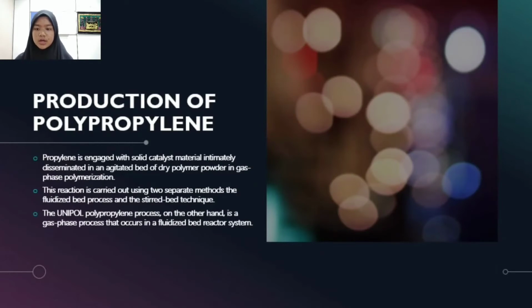This reaction is carried out using two separate methods, the fluidized bed process and the stirred bed technique. The Unipol polypropylene process, on the other hand, is a gas phase process that occurs in a fluidized bed reactor system. The procedure can be done over and over again. That means the Unipol facility's key processing steps are catalyst handling, propylene treatment to eliminate trace catalyst poisons, polymerization, resin purging, integrated pelletization, storage, packaging, and loading.